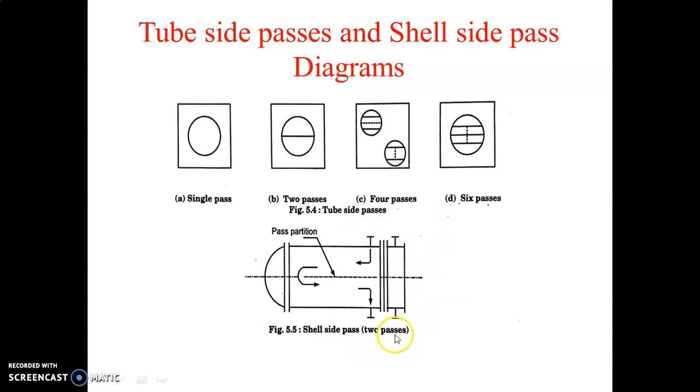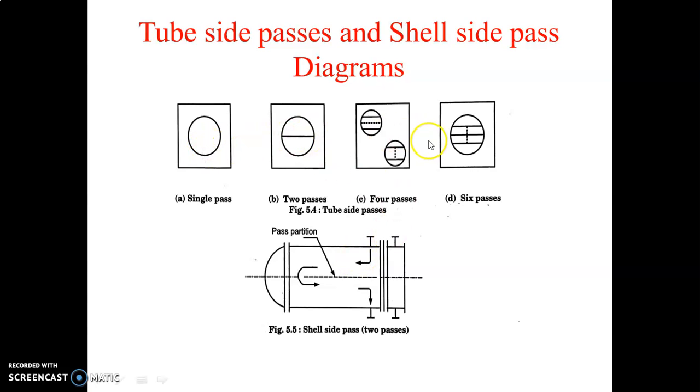And in shell side passes, that means you have to add a pass partition on the shell side. Okay. So here this is the shell. So if we add it here, the fluid passes through this nozzle, comes here, changes direction, and then goes through the outlet provided. So this is the shell side passes. So it is 2 passes. So 2 times fluid is flowing in this direction and in this direction, 2 times on the shell side.